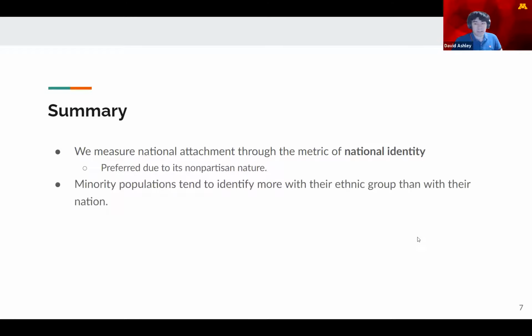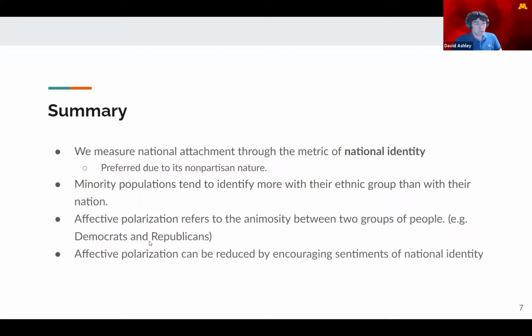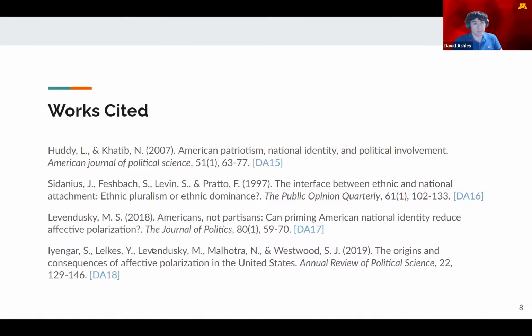Minority populations tend to identify more with their ethnic group than with their nation. Affective polarization refers to the animosity between two groups of people, as in Democrats and Republicans. And affective polarization can be reduced by encouraging sentiments of national identity. And here are my citations.